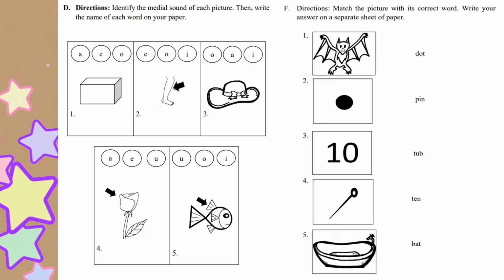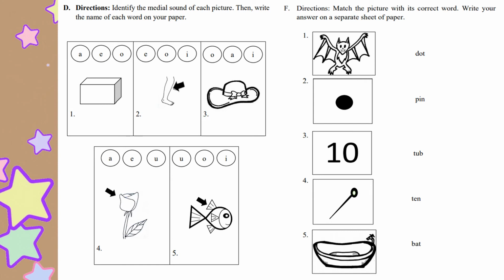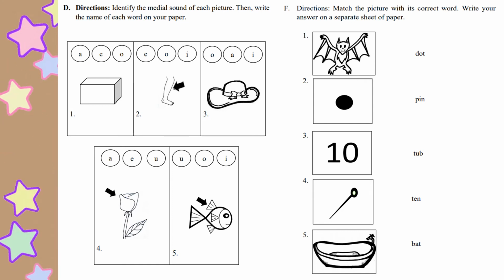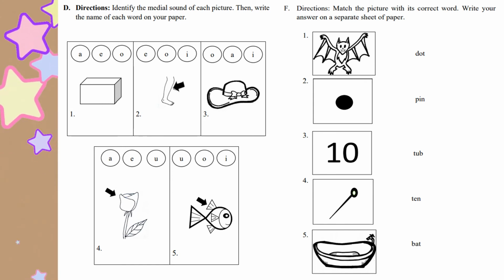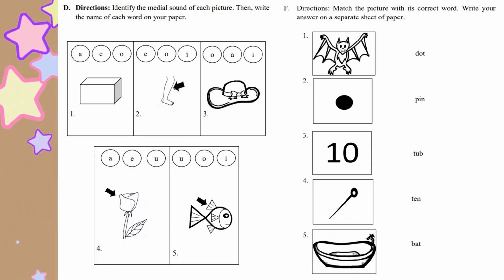For another activity, identify the medial sound of each picture. Then write the name of each word on your paper. Number 1, box. Number 2, leg. Number 3, hat. Number 4, bud. And number 5, fin.